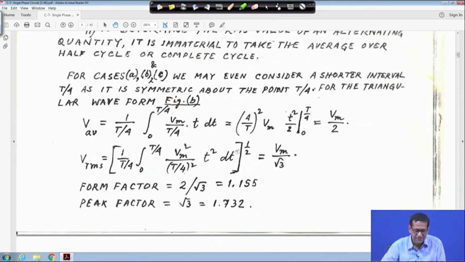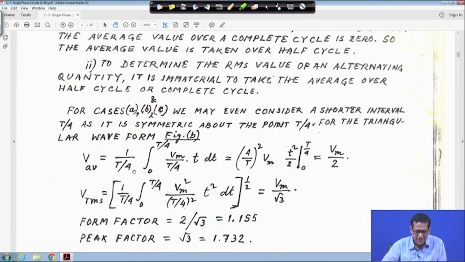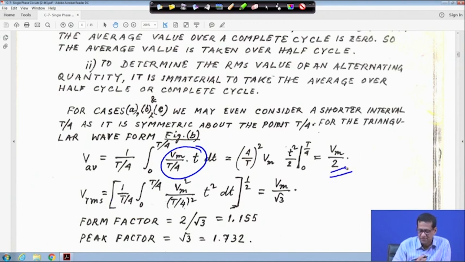So if you come here, the V average value we are taking is 1 upon T by 4, integral from 0 to T by 4 of Vm divided by T by 4 into t dt. If you simplify this, it will be Vm by 2. So that is your V average.